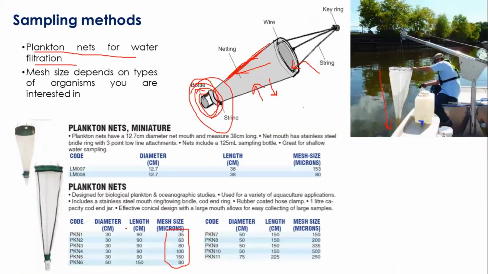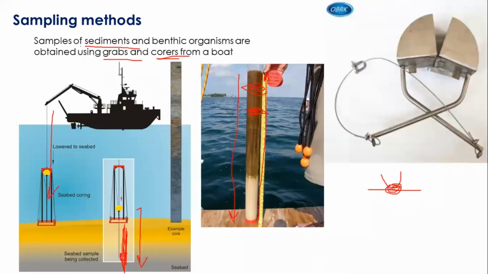So the first one is for the water column, and it is the most used. This plankton net is mostly used for phyto and zooplankton, and the microbes, bacteria or archaea, associated with the phyto and zooplankton. The second one is for the sediment samples, the grab and corers.